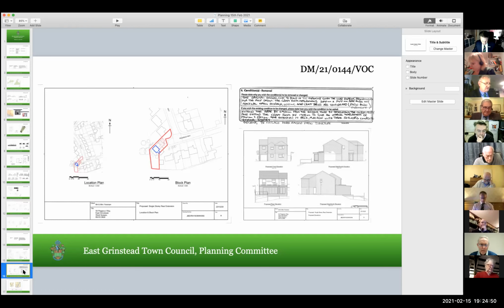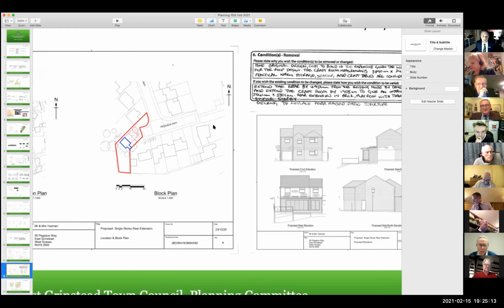Next one is DM21 0144. This is 50 Pegasus Way. This is variation of condition 2 relating to planning application DM19 2517. This is effectively a change to the building materials. I have actually gone through and pulled out for you there.